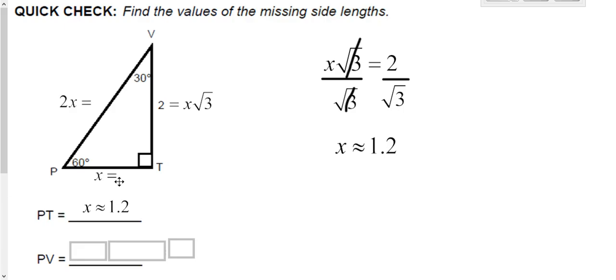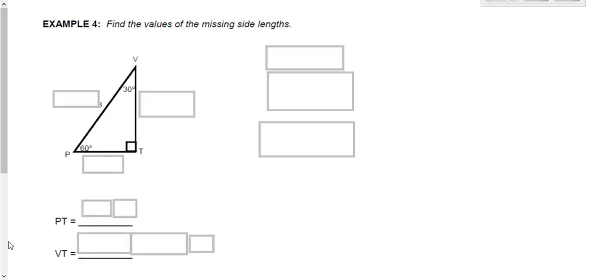Then the PV side is 2 times x, so we'll substitute that 1.2 in for x, and we get 2 times 1.2, which is approximately 2.4. Let me see if there's any other ones I forgot. Yep, we've got an example 4. Alright, same old stuff. Try it without me and then pause it and check your answer.